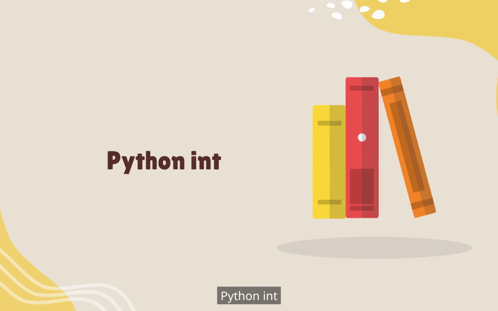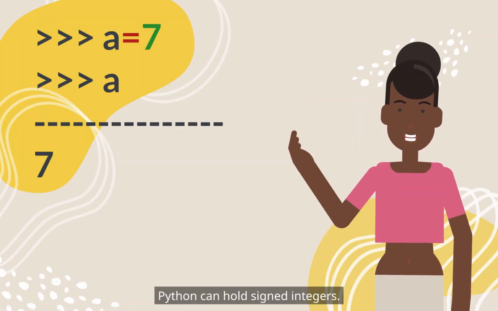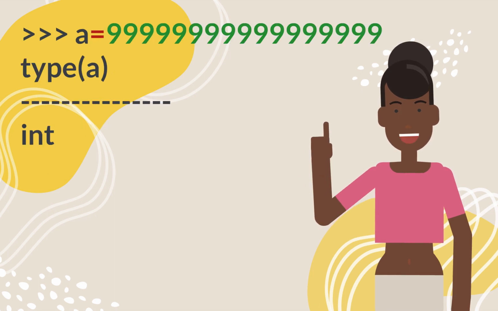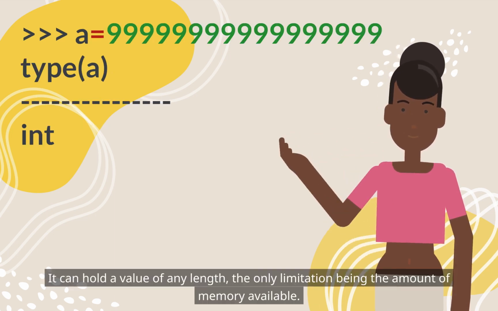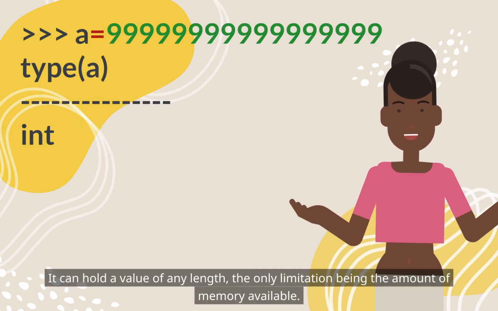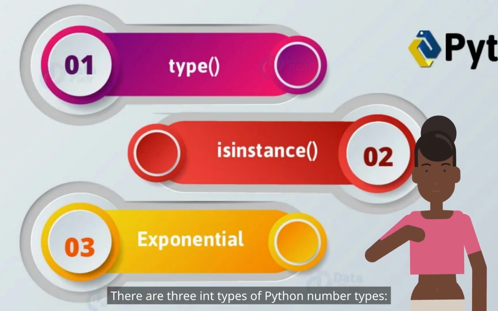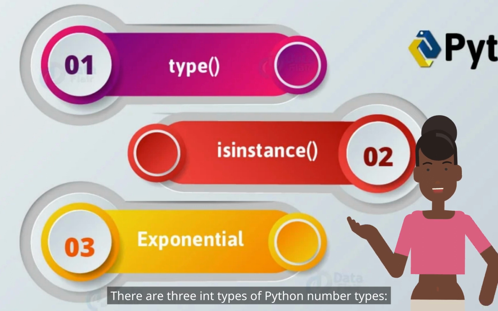Python int. Python can hold signed integers. It can hold a value of any length, the only limitation being the amount of memory available. There are 3 int types of Python number types.